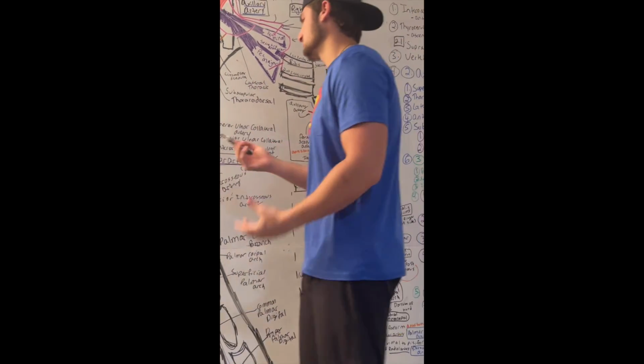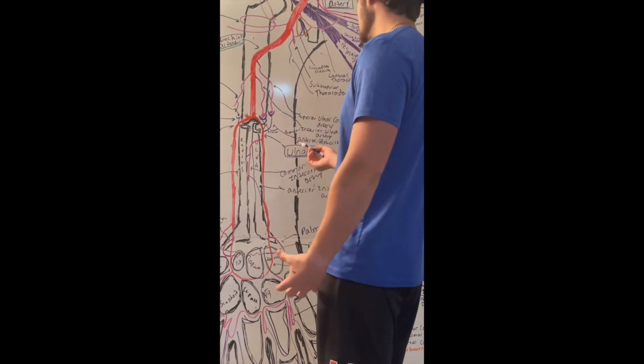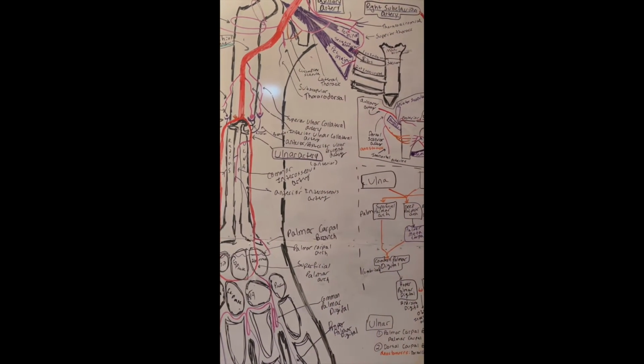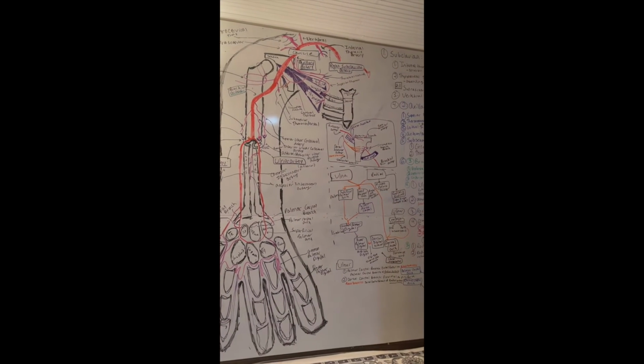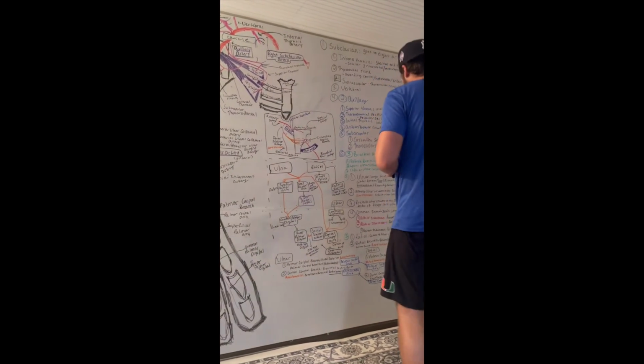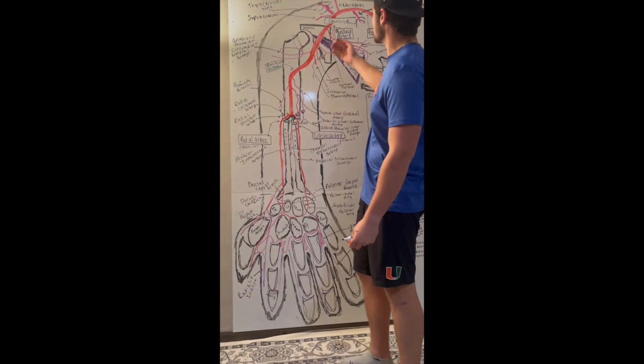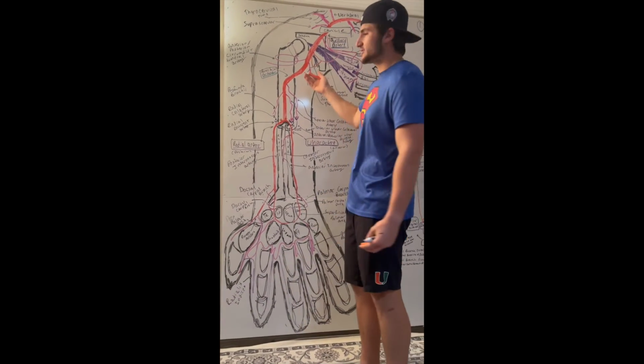Okay, so now the ulnar artery is going to branch into two different regions as well. So the ulnar artery is going to have an anterior and a posterior recurrent artery. Okay, what is a recurrent artery? These arteries are basically arteries that anastomose with different regions of the brachial artery.